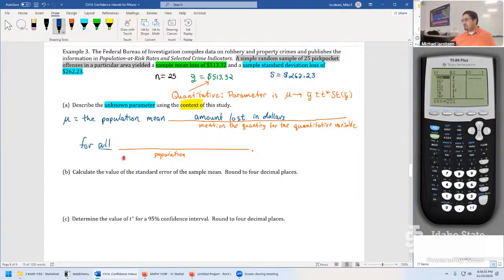But what we can say is it's a population mean amount lost in dollars for all pickpocket offenses in this area. We don't know exactly where, but it seems to be a pretty targeted spot. And as always, when it comes down to this parameter, you can be very hyper specific. There's a lot to think about here. There might be stuff that you feel like is missing, or a different take you have on this parameter. Anyone see anything that might seem missing or something you'd want to include or a different take?